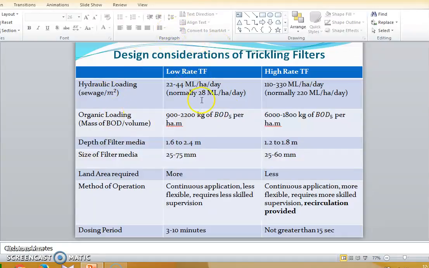So here you can see the design considerations of trickling filters, both low rate as well as high rate. The hydraulic loading, organic loading is different, the depth of filter media is different for both, the size of filter media is different, and the land area required is more for low rate trickling filter while that is less for high rate trickling filter. There's continuous application for both, but the low rate trickling filter is less flexible and requires less skilled supervision, while the high rate filter requires more skilled supervision and you're providing recirculation, and the dosing period is higher for low rate trickling filter, while that is lesser for high rate trickling filter.